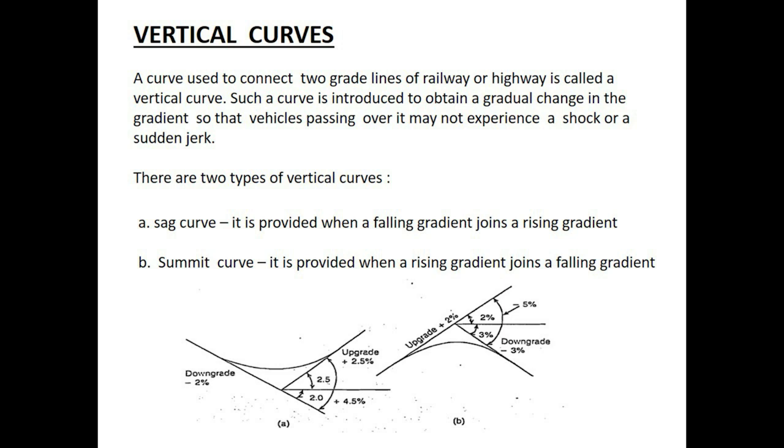So a sag curve is provided when a falling gradient joins a rising gradient. That is, the vertical curve which has its convexity downwards is called as a sag curve, and in summit curve the vertical curve has its convexity upwards. That is, it is provided when a rising gradient joins a falling gradient.